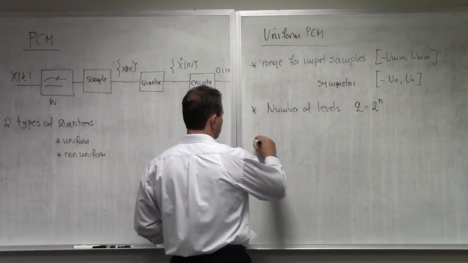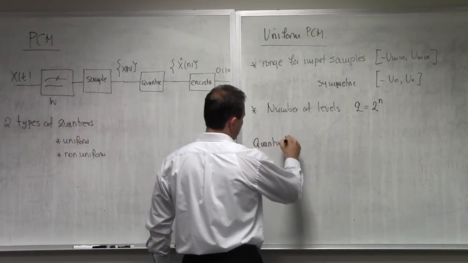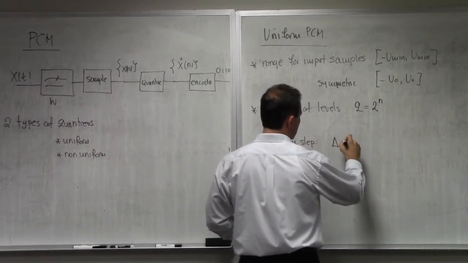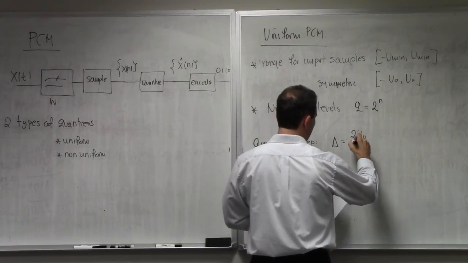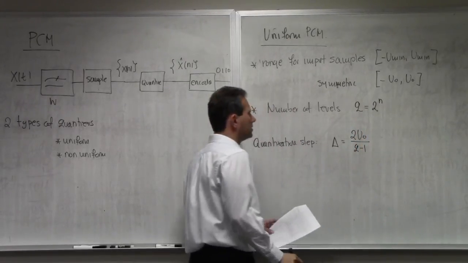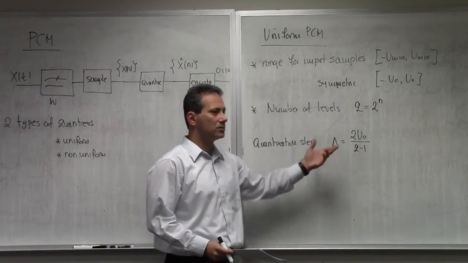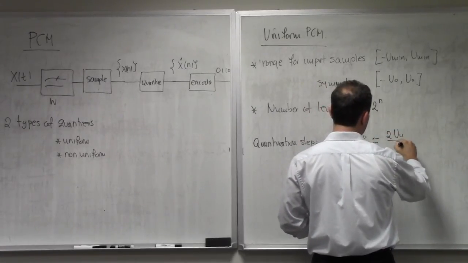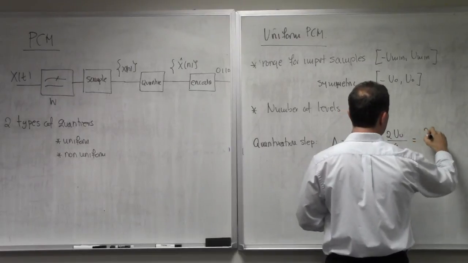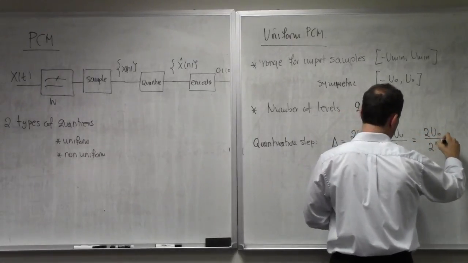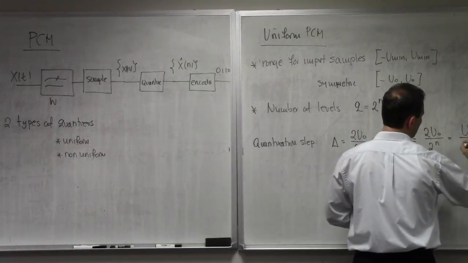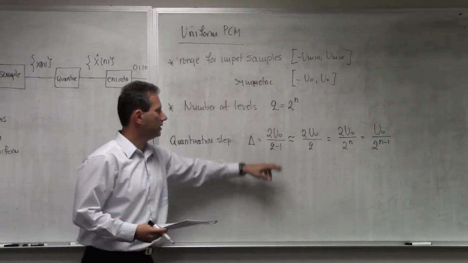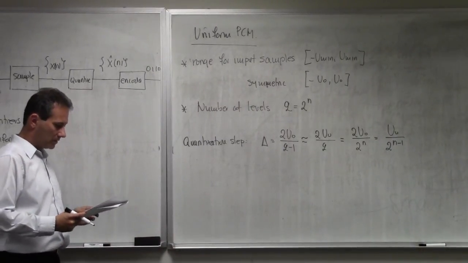So, the quantization step. We use the value delta, which is going to be 2 u0 over Q minus 1. If you have Q different levels, then you have Q minus 1 different intervals, which I'm going to say is approximately 2 u0 over Q, which is 2 u0 over 2 to the n, which is u0 over 2 to the n minus 1. Because n is usually large, you can neglect the 1 relative to the rest of it.